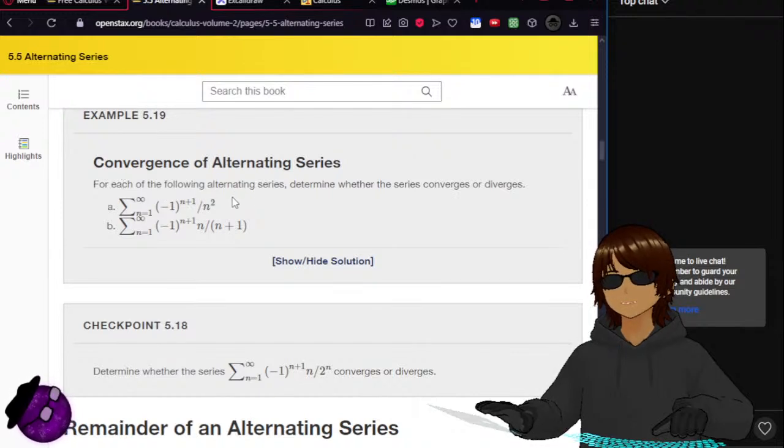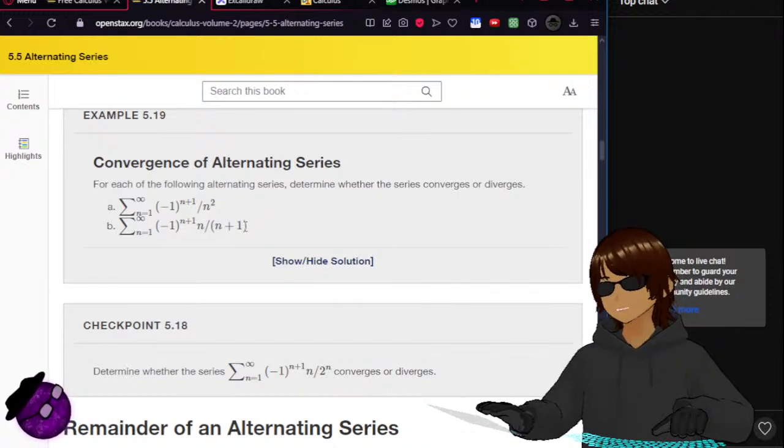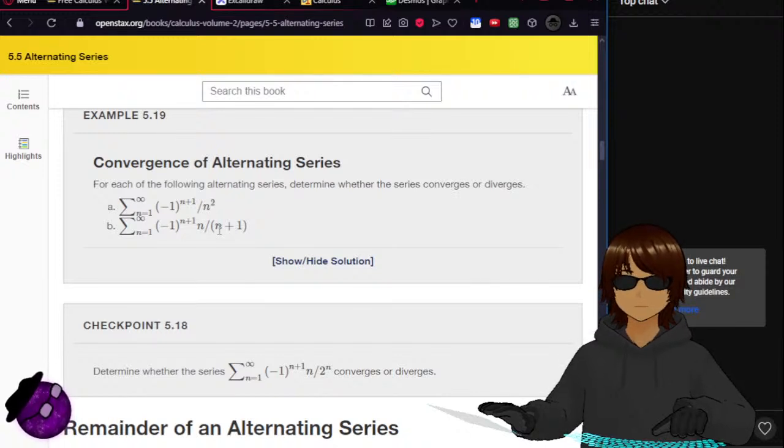For each of the following alternating series, determine whether the series converges or diverges. So it is decreasing, and 1 over n square goes to 0 when n goes to infinity. As for this one, I don't think it converges because, is it decreasing? 3 over 4, 4 over 5.